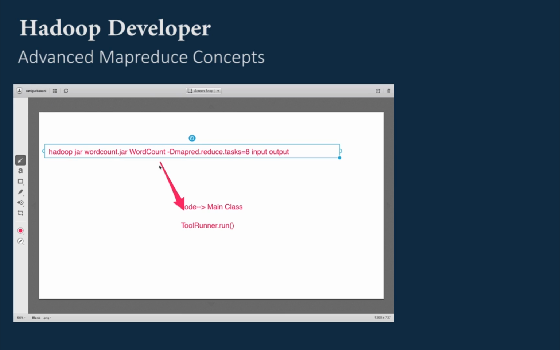So ToolRunner is a facility that is given to you to customize a certain behavior of your code or of your configuration from the command line. That's the power of ToolRunner. So this is ToolRunner.